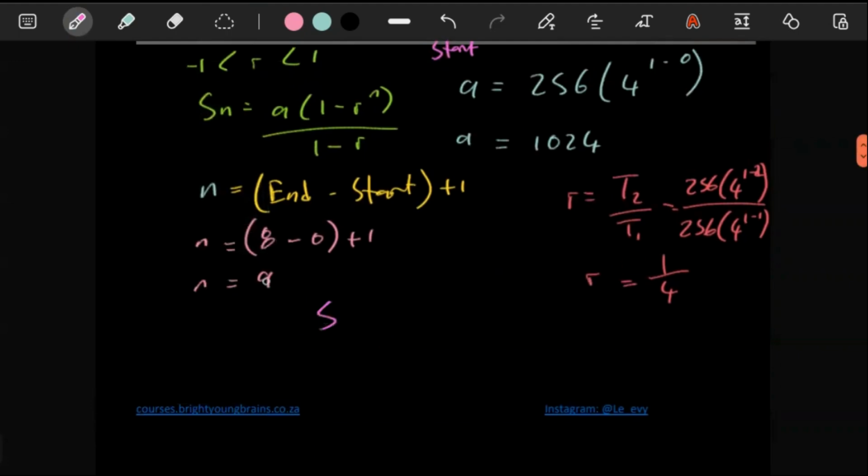So S9 is going to be equal to A, which we said is 1024. R is a quarter. N is 9. And then the whole thing here is over 1 minus a quarter.